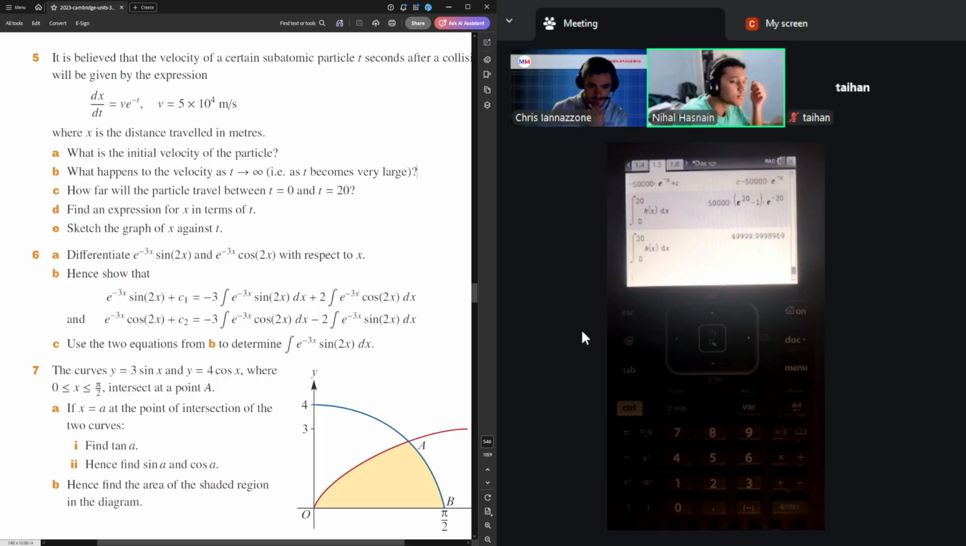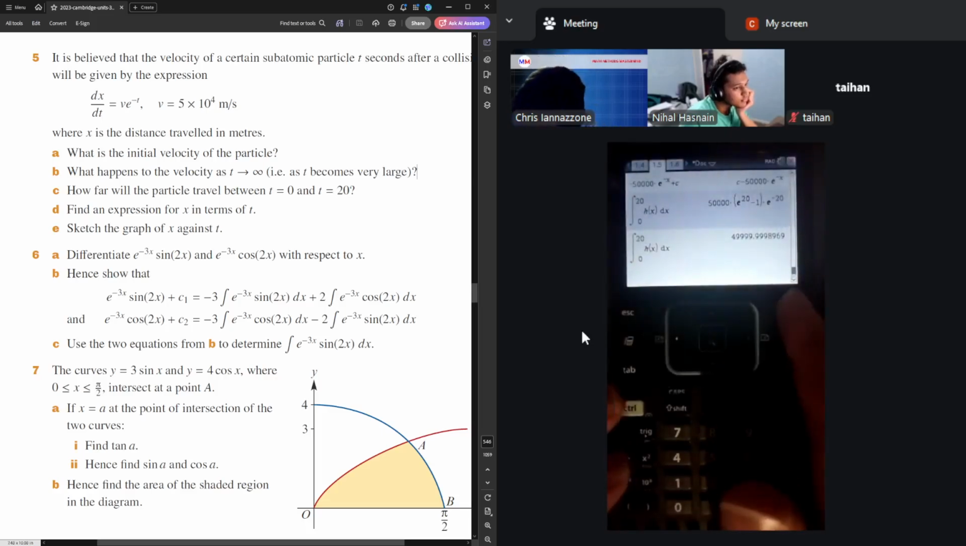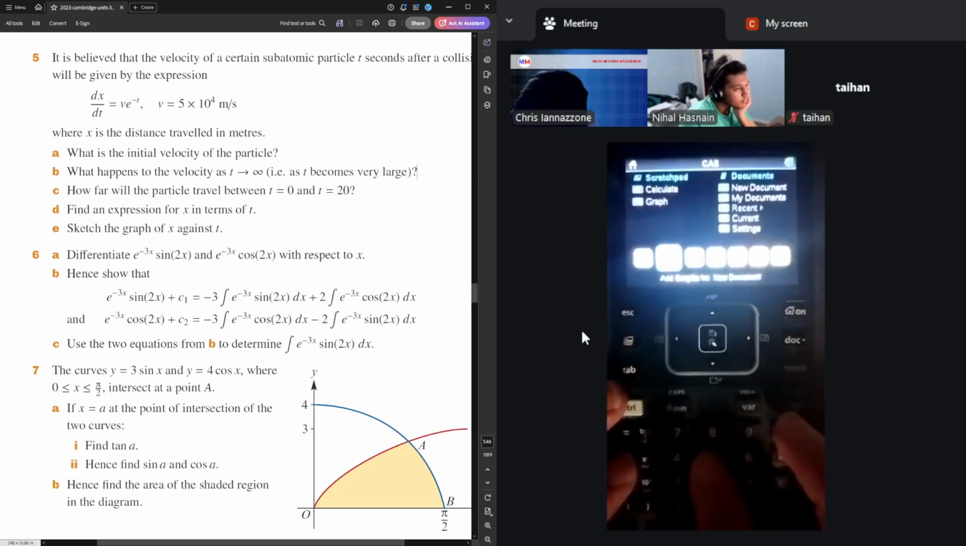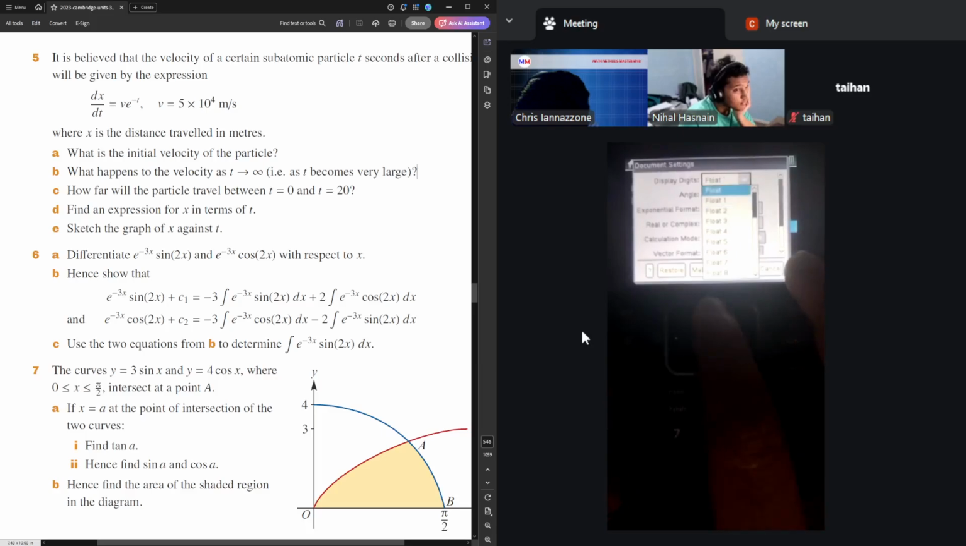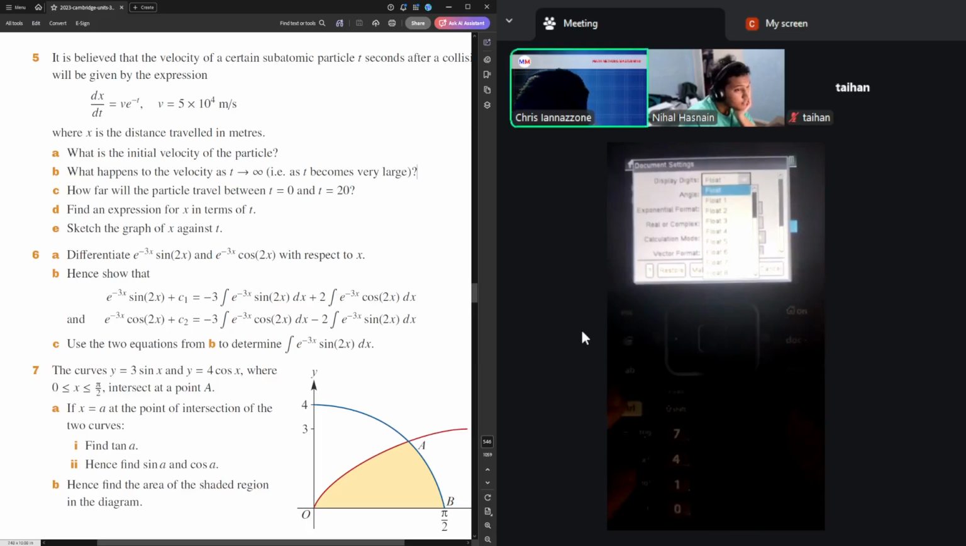On your CAS, do you use float 12 or whatever? I got to float something. Is it float 6 maybe? Yeah, because I used float 6 and it came up with exactly 50,000. I just got regular float. Oh, okay.